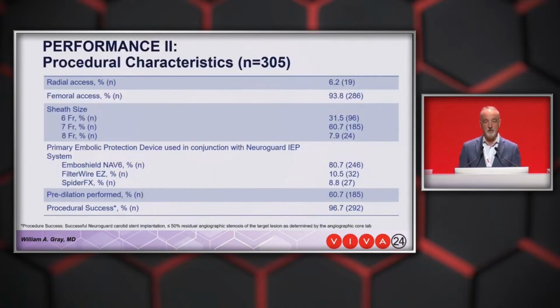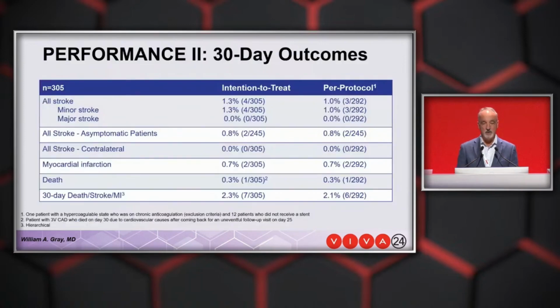Here are the Performance 2 procedural characteristics. Radial access was in less than 10% of the patients, with the majority in femoral access. Sheath sizes ranged from 6 to 7 French, primarily 7 French. And the dominant distal embolic protection system was the EmboShield in over 80% of the patients. Predilation was performed in about 60% of the patients before the NeuroGuard was delivered, and procedural success approached 97%.